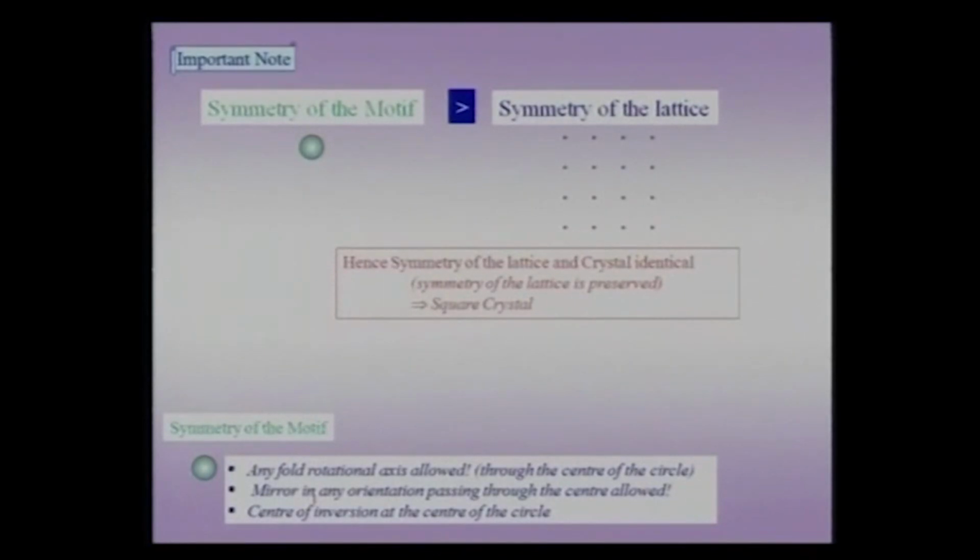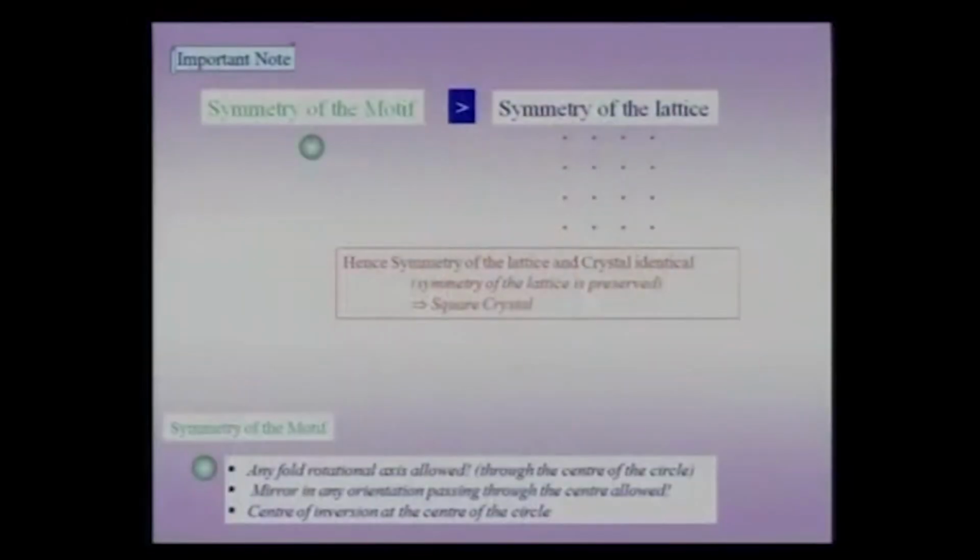So, you can see, since a circle is a highly symmetrical object in two dimensions, it has a symmetry which is higher than the symmetry of the lattice. When I put such a motif on top of a lattice, I do not lose any symmetry, and the symmetry of the crystal is preserved. In this case the symmetry of the crystal happens to be 4mm, and because it has 4mm symmetry, I would call it a square crystal.